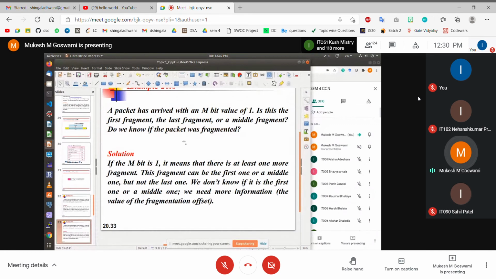Let us try to take the second one. A packet has arrived with m bit equal to 1. Is this the first fragment, the last fragment, the middle fragment? Do we know the packet was fragmented?